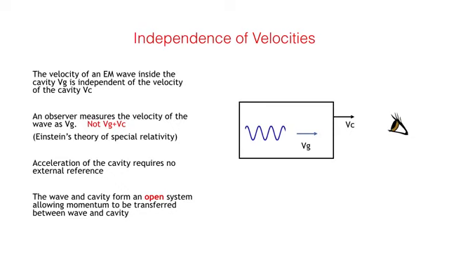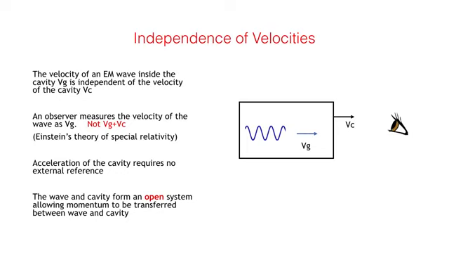Einstein's theory of special relativity tells us that the speed of light c is constant. It follows that if an electromagnetic wave is travelling inside a cavity with velocity vg, no matter what the velocity of the cavity is, vc, an external observer will still measure the wave velocity as vg, not vg plus vc. vg is therefore independent of vc.